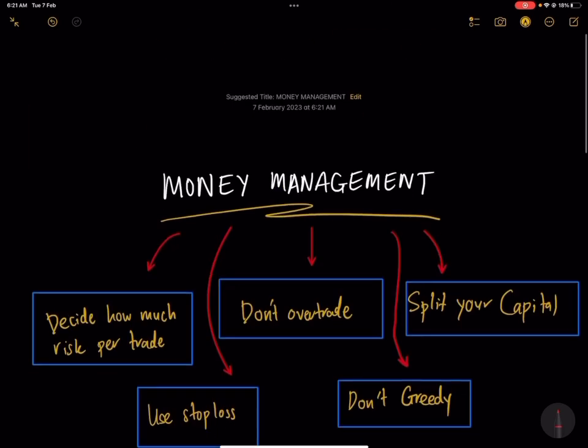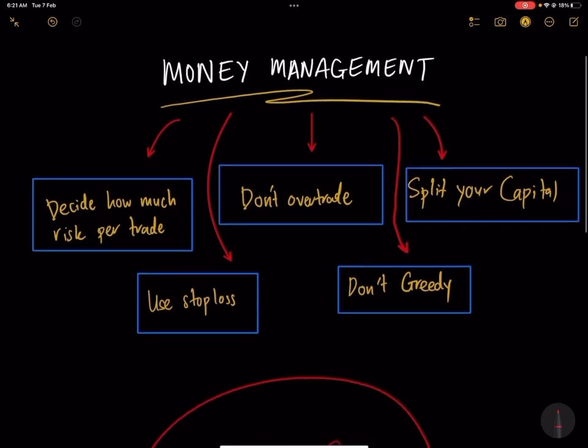money management. This is the topic, and I will cover 5 topics actually that you need to know. First, decide how much risk per trade. One of the important money management techniques in forex trading is what we call the risk per trade technique.